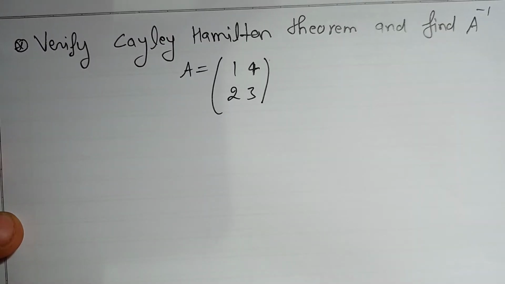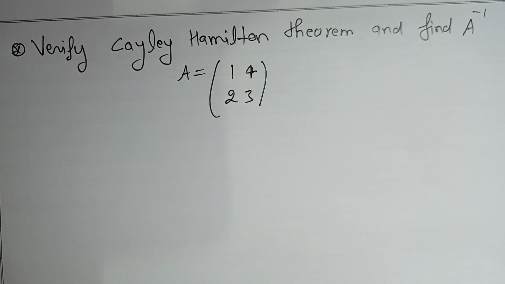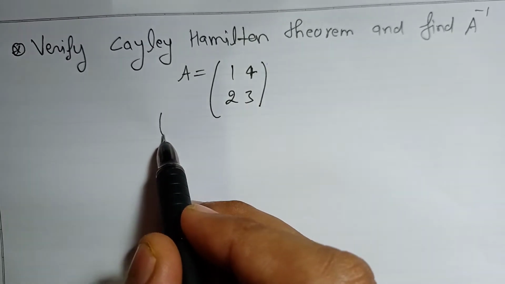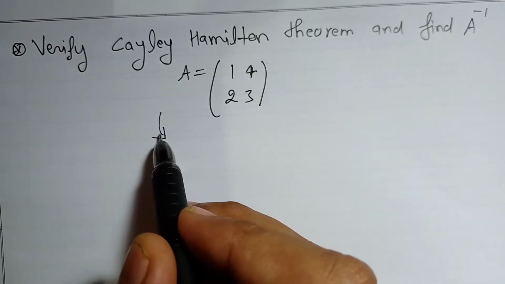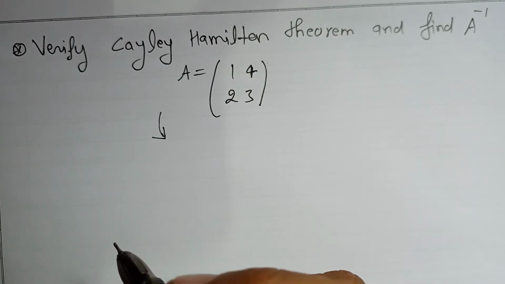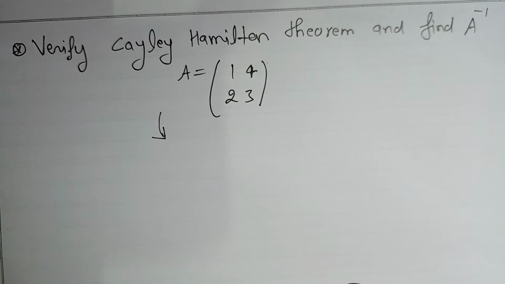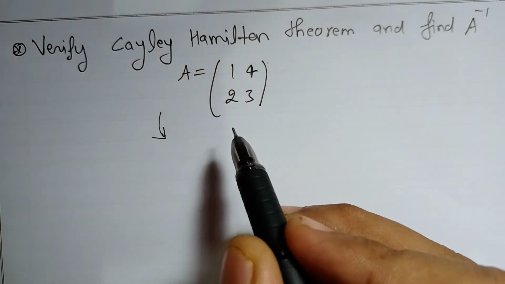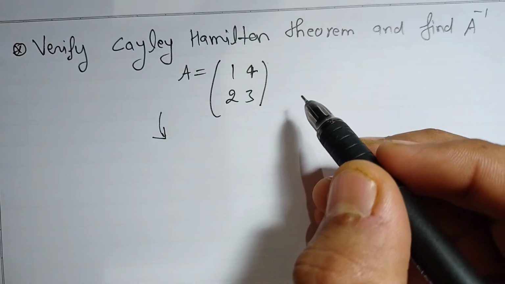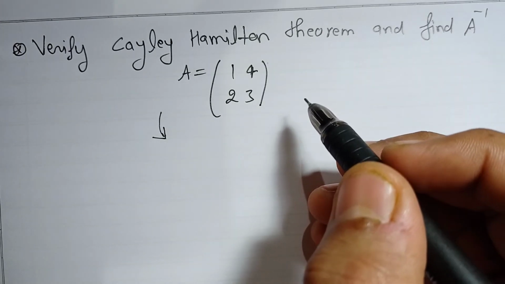Now the question is: verify the Cayley-Hamilton theorem and find A inverse of the given matrix A equal to [1 4; 2 3]. For verifying the Cayley-Hamilton theorem, first we find the characteristic equation. How to find the characteristic equation of the given matrix? I have already given one video, and the link of that video I'll give in the description box. In it I have also given the short trick to find the characteristic equation for a 2 cross 2 matrix and for a 3 cross 3 matrix.